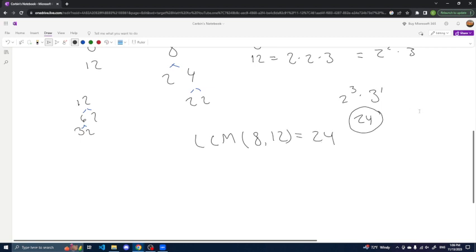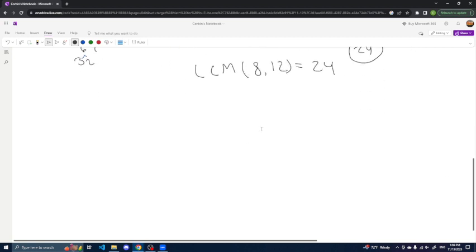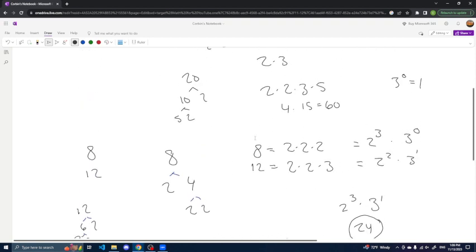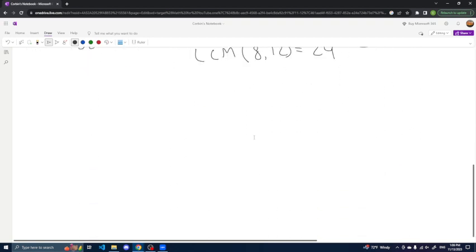Now let's go ahead and talk about the greatest common divisor. So we're going to use a very similar technique here. And let's go ahead and actually do our same examples that we had. So 12 and 20. We know that 12 was equal to 2 times 2 times 3, and we know 20 was equal to 2 times 2 times 5. Or 2 squared times 3 to the first, and then 2 squared times 5 to the first.